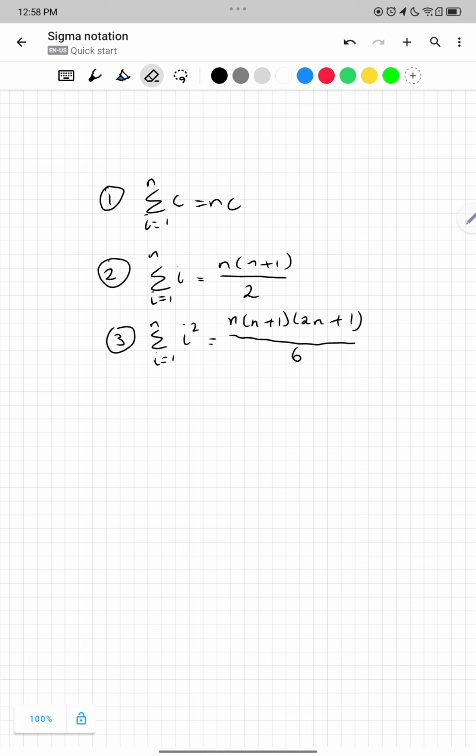And then our last equation is given by this.